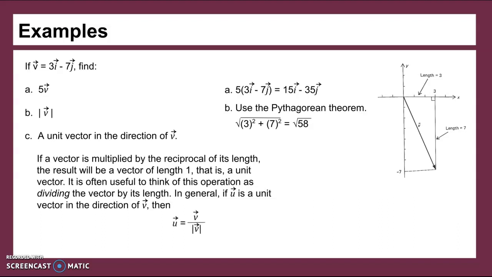It's going to look like this if you do it in general. A unit vector is a vector divided by the magnitude of that vector. And here you can see I have the vector 3i minus 7j divided by the square root of 58, and I just distributed and separated the parts.